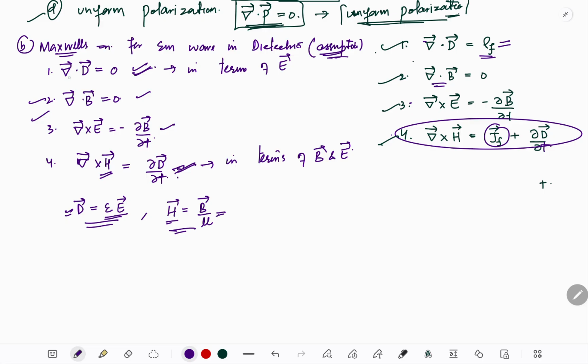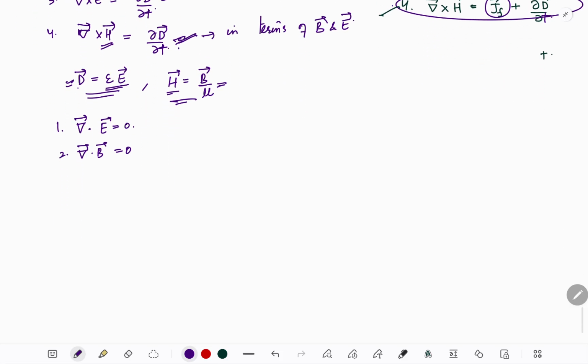So let's try to write del dot of D. It will become del dot, in place of D we use epsilon E, and epsilon can be taken outside, and that gets divided on the right side, so that becomes 0. So del dot of E equals 0. This is again first. Second would be same, del dot of B equals 0. Third is again same, del cross of E equals minus dou B by dou T.